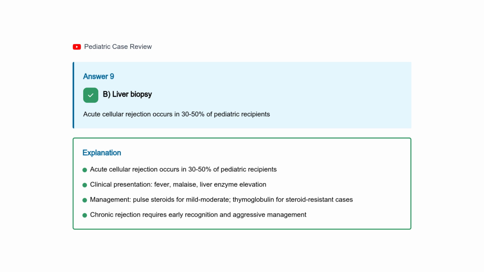Acute cellular rejection occurs in 30 to 50% of pediatric liver transplant recipients. Clinical presentation typically includes fever, malaise, and liver enzyme elevation. Management involves pulse steroids for mild to moderate cases and thymoglobulin for steroid-resistant rejection. Chronic rejection requires early recognition and aggressive management to prevent graft loss.